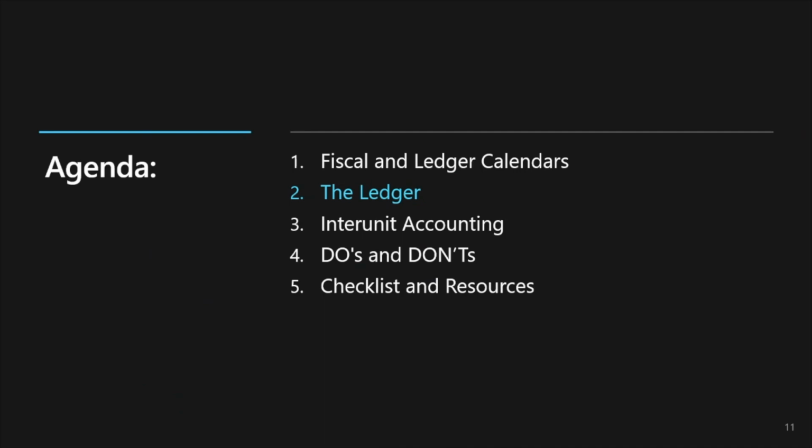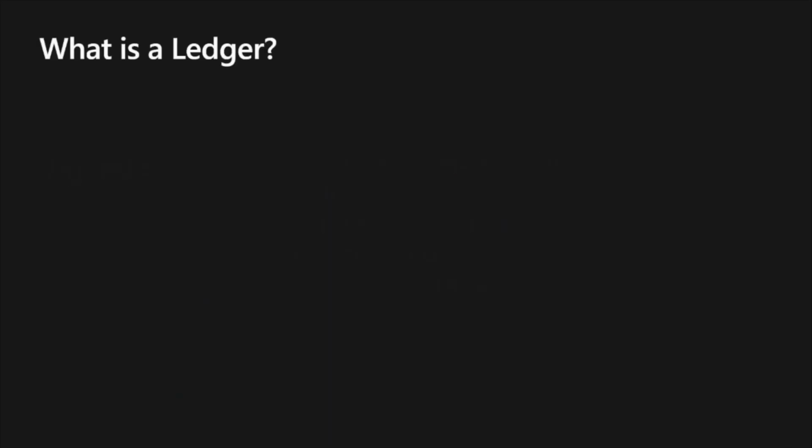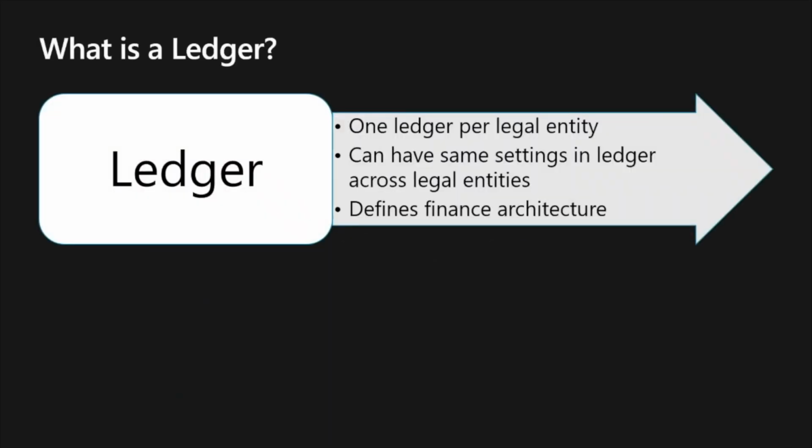The ledger is a special page in Dynamics 365 Finance that is used to control and configure the parameters for how the general ledger will function in each legal entity. It includes settings such as the chart of accounts, the account structures, currencies, and calendar that should be used in the selected legal entity. You can think of the ledger as the finance architectural blueprint for your legal entity. You can have the same settings in the ledger across legal entities, and this is how we, quote unquote, share the chart of accounts, account structures, and calendars across companies.